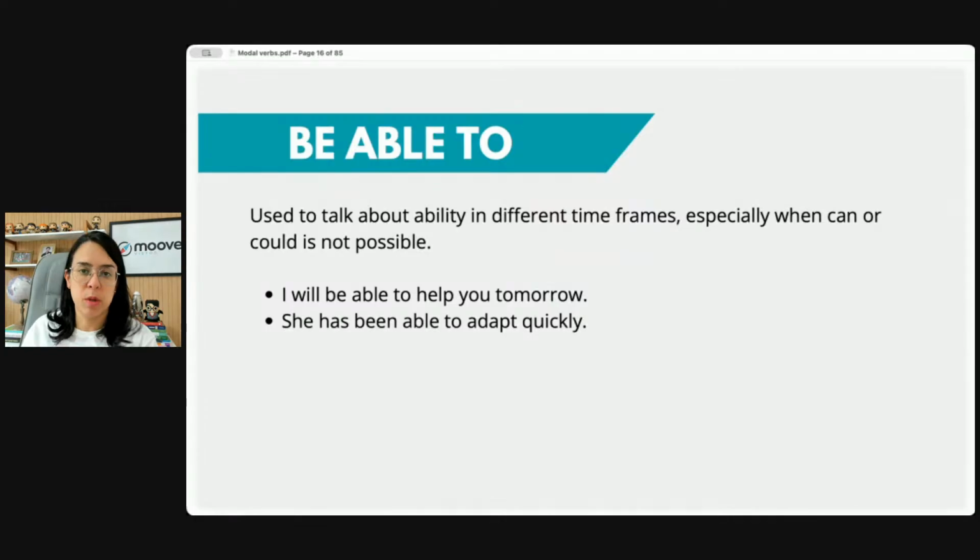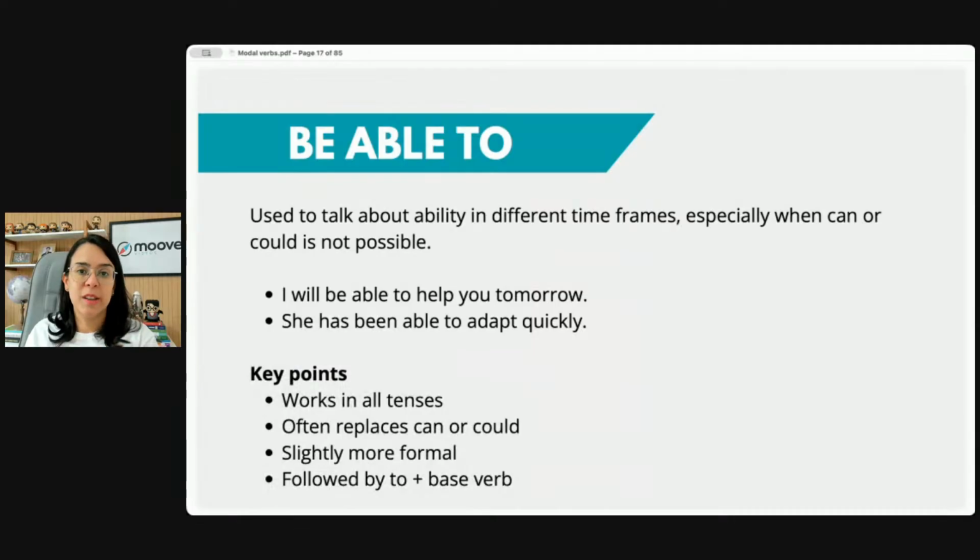So here there are 2 examples. I will be able to help you tomorrow. She has been able to adapt quickly. So we have a sentence with will and another one with the present perfect, right? And as I told you, it works in all tenses, so it's flexible. It replaces can and could. It replaces can in any situation, and it replaces could also in any situation.